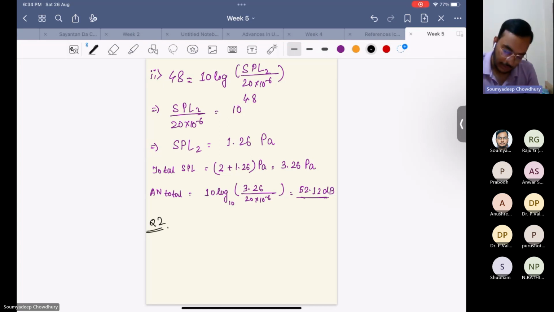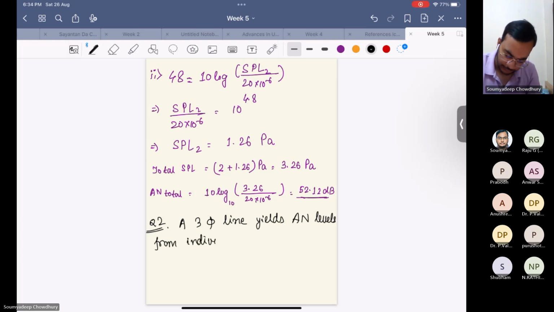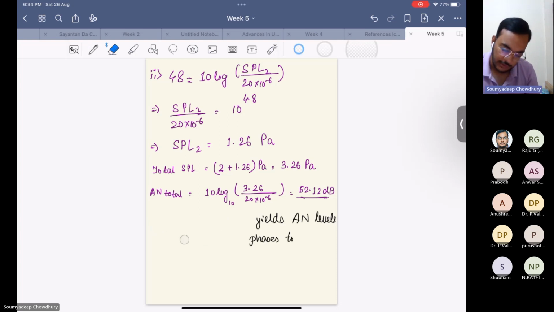So it is telling a three-phase line yields audible noise levels from individual phases. Okay, one more before going to this.